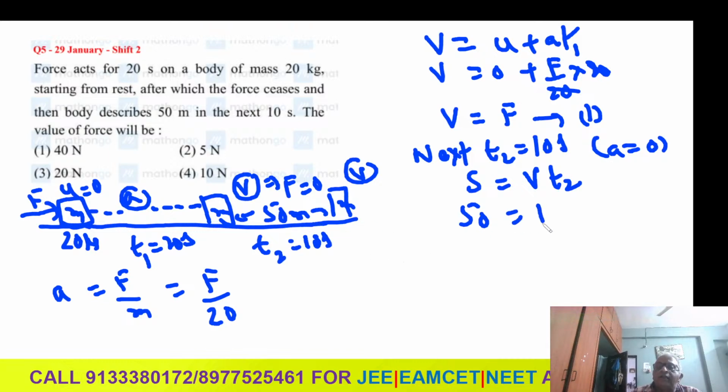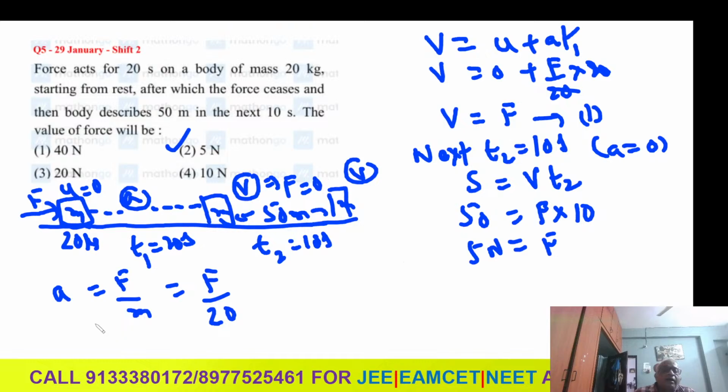V is nothing but F. T2 is nothing but 10 seconds. Therefore, what will the force value become? 50 by 10. It will become 5 newtons. You are using 5 newtons force in the beginning for 20 seconds, then afterwards the force is 0. So the answer is 5 newtons.